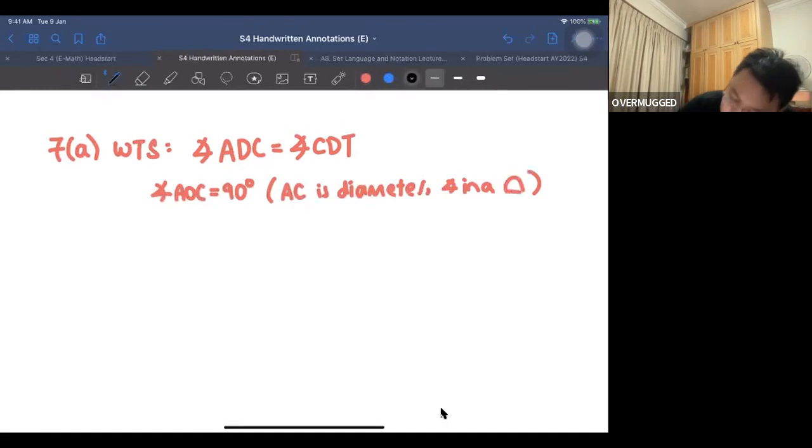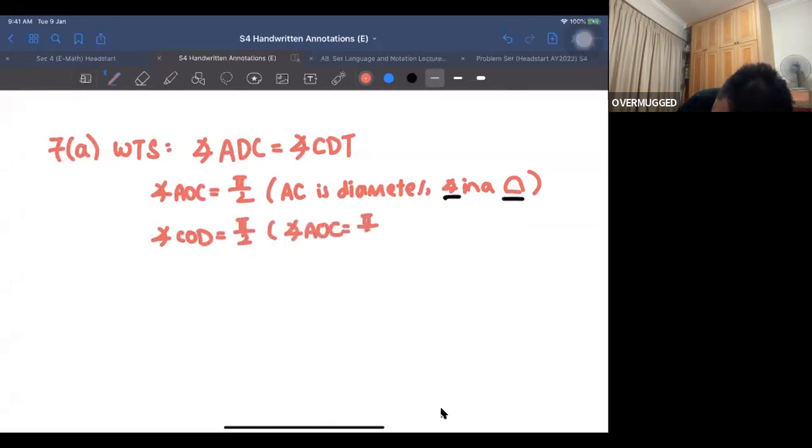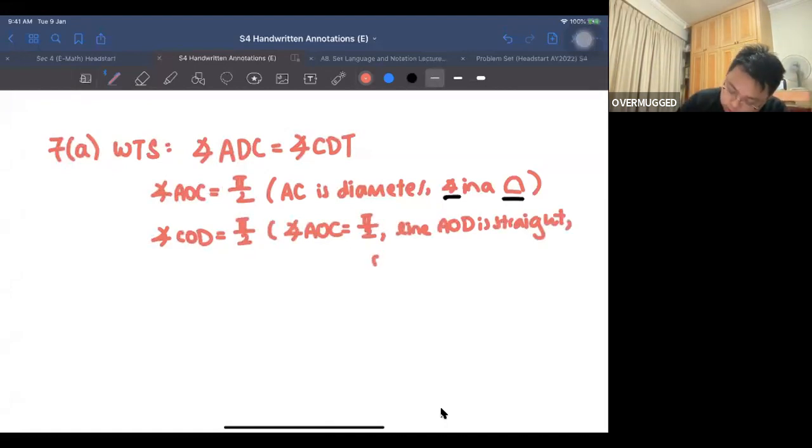Now, I'm abusing notation here, so I'm using this and this. Please take note that in O levels, you do need to spell out everything. You cannot just write the symbol. I'm doing it because I'm saving time. Okay, so we know the AOC is 90. Next, we know that angle COD is also going to be pi over 2. Maybe I write everything in radians, so it'll be a bit easier to comprehend. So COD we know is pi over 2 because we know that angle AOC is equal to pi over 2, and we know that line AOD is straight. So we're going to use supplementary angles. So we now know that COD is pi over 2.